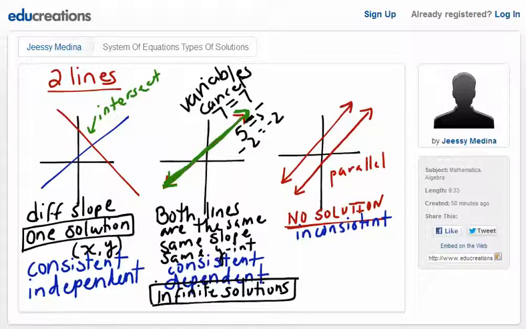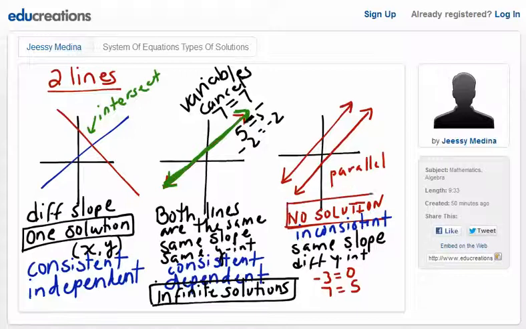And how do you know when you have this case? You have this case when they have the same slope, but different y-intercept. And when you're solving the system, what does it look like? You get weird stuff like -3 equals 0, or 7 equals 5, and stuff that doesn't make any sense. And then all your variables cancel. And so you know you have the case of no solution.